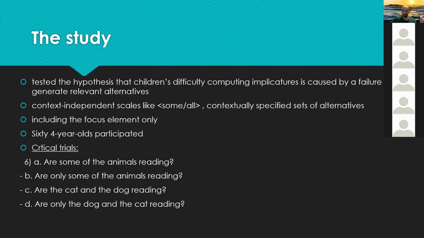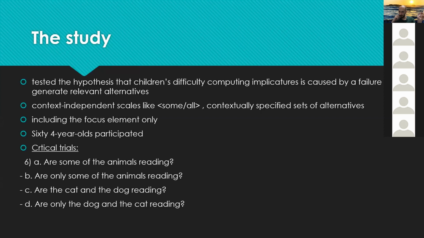Okay, the critical trials in this experiment presented situations involving 3 different things, for example, 3 animals sleeping. And then they asked the children to evaluate one of the questions in 6, which you can see on the screen. So, are some of the animals reading? Are only some of the animals reading? Are the cat and the dog reading? Or are the dog and the cat reading?